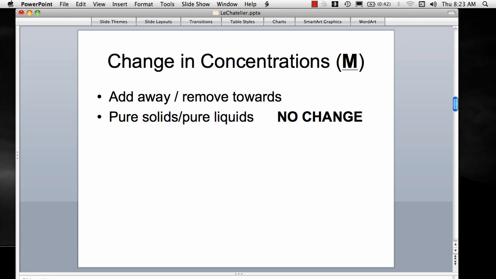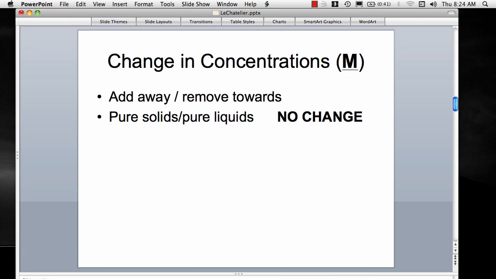For temperature, same thing works still. Add away, remove towards. If the delta H is a positive value, heat would be written as a reactant. If the term endothermic is used in describing the reaction, heat is a reactant. If delta H is negative, heat's being given off. Heat's a product. If the term exothermic is used, then heat's a product. You would write the word heat actually in your equation and then apply add away, remove towards.